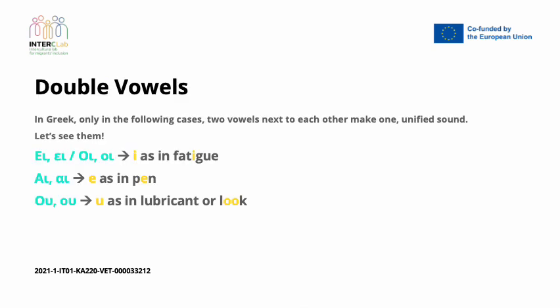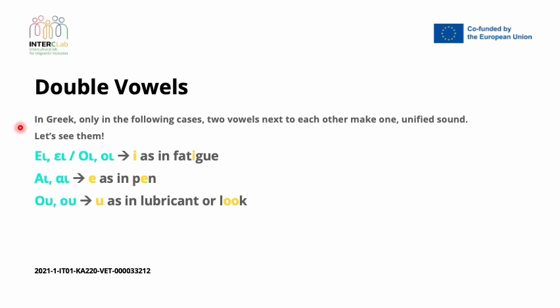Now let's make things a bit more interesting. As we saw before, we covered 7 vowels that make 4 general sounds. The sound A, the sound I, the sound O, and the sound E. Now, in the Greek language, we have something called double vowels. Okay, so in Greek, only in the following cases, when the 2 vowels that I'm going to show you are next to each other in a word, they make one unified sound. So let's see them one by one.